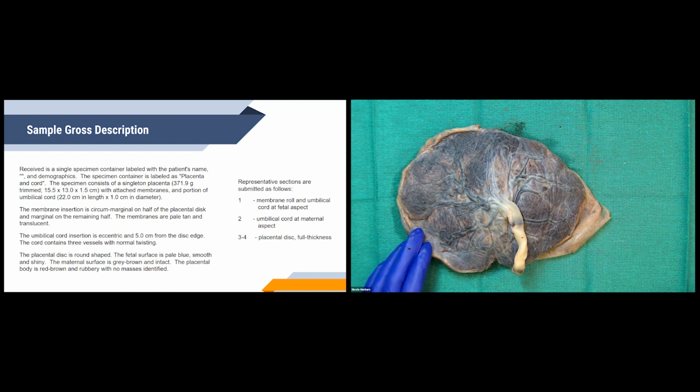My section code for this will be representative sections. My first cassette will be my membrane roll and umbilical cord at the fetal aspect. My second cassette will be my umbilical cord at the maternal aspect. Sorry, this is the fetal aspect, and then this will be the maternal aspect. And then the placental disc, 2 full thickness sections.